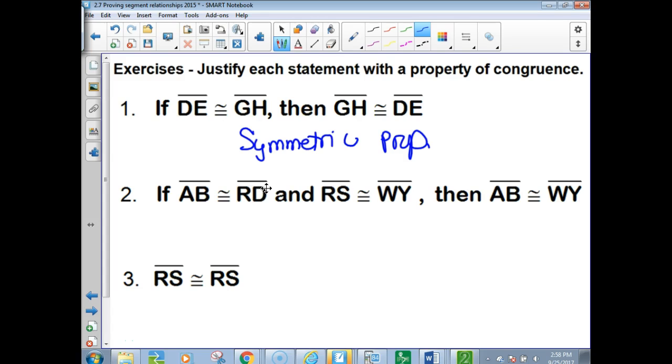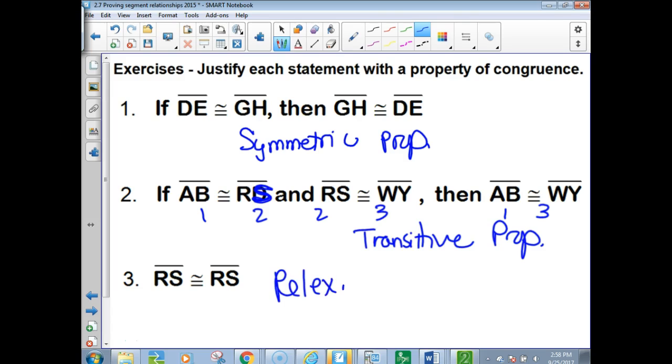Now, if AB, I did fix this. It says RS on your paper. If AB is congruent to RS and RS is congruent to WY, then AB is congruent to WY. That's your 1, 2, 2, 3, 1, 3. So that's transitive, yes. And RS being congruent to itself is reflexive.